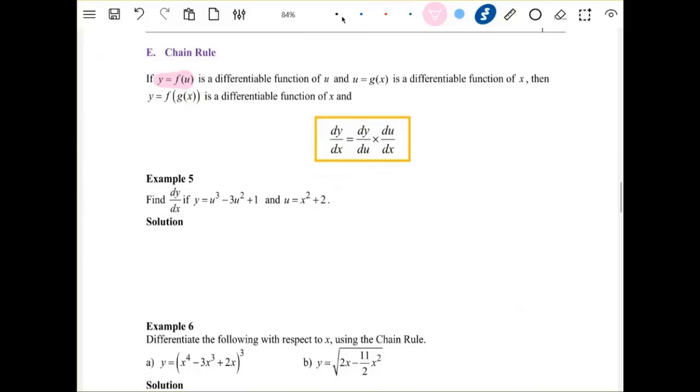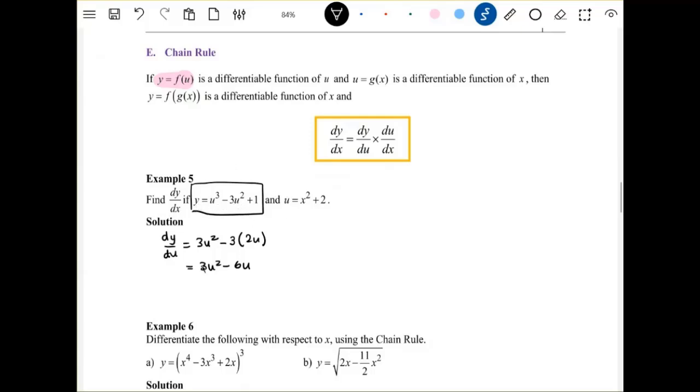So first thing first, you need to find your dy over du. So kita akan differentiate yang ini respect to u. Okay, benda yang sama juga kita akan differentiate power pindah depan, power tolak 1. So differentiate u cube kita akan dapat 3u square. Differentiate 3u square minus 3. So differentiate u square kita akan dapat 2u. Differentiate 1 kita dapat kosong. So by simplify kita akan dapat 3u square minus 6u. Itu untuk dy over du di mana kita differentiate y in term of u ataupun respect to u.